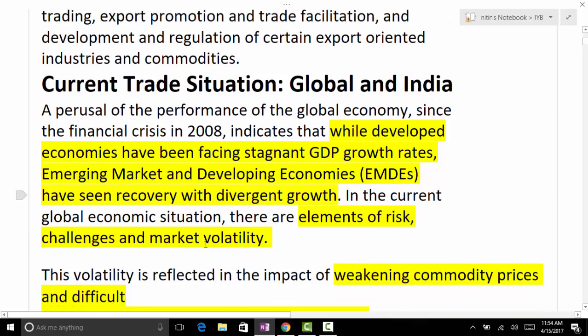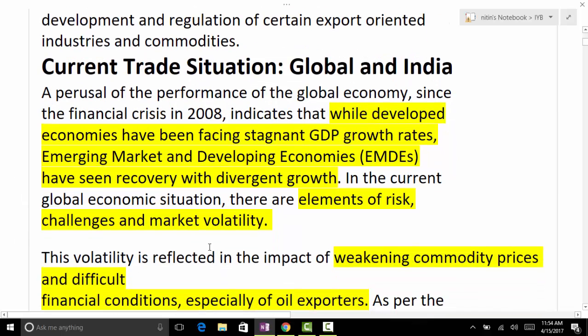Now I come to the below part, current trade situation in global and India. So it basically discusses the stagnation in GDP growth as well as in trade, right? So in the whole globe we are seeing stagnation in growth, and that's why they have projected even lower growth for the developed countries and somewhat higher growth for the developing countries.